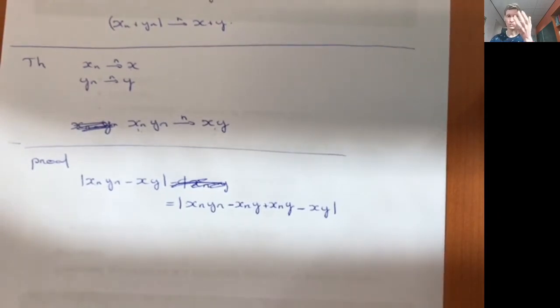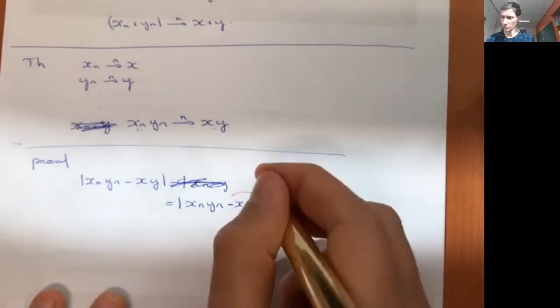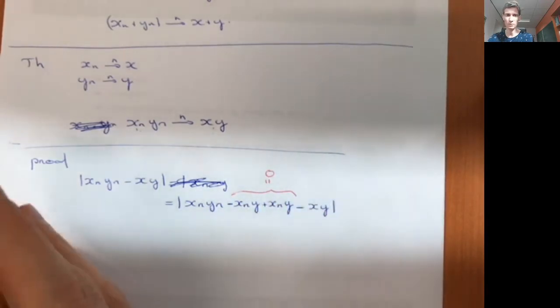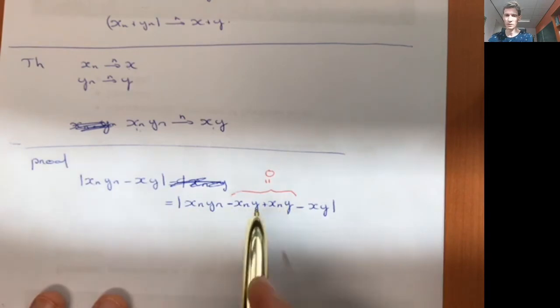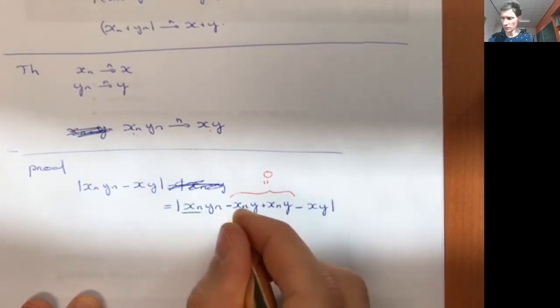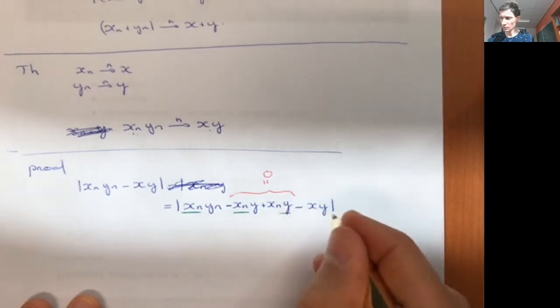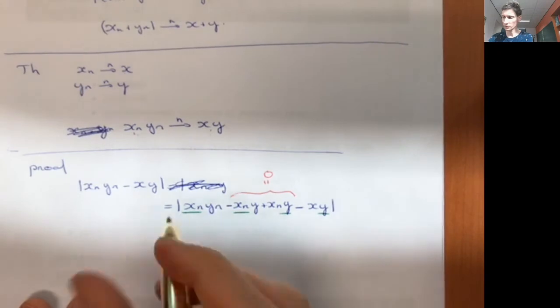We're going to add 0 to something, and if you add 0 to something, then nothing changes, but the 0 is of a special kind. Here we subtract and add the same thing, so this is 0, it doesn't matter, nothing changes, but doing it in this way will be quite helpful. Why is this? Well, you can take the xn's together, and you can also take the y's together. Let's see what happens if we do this.